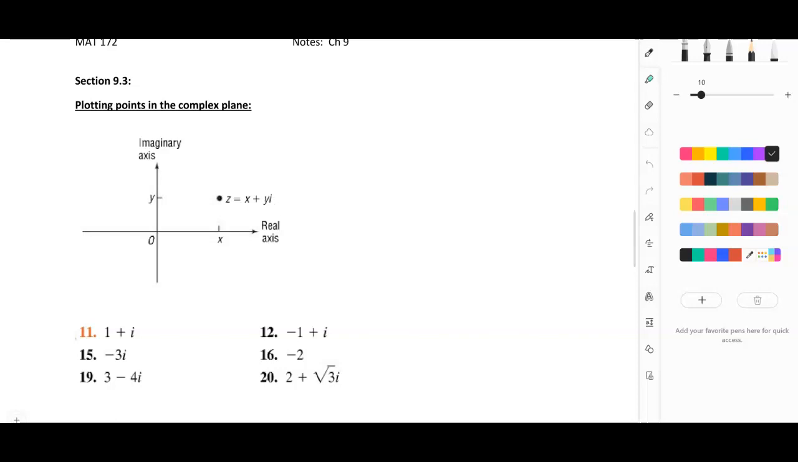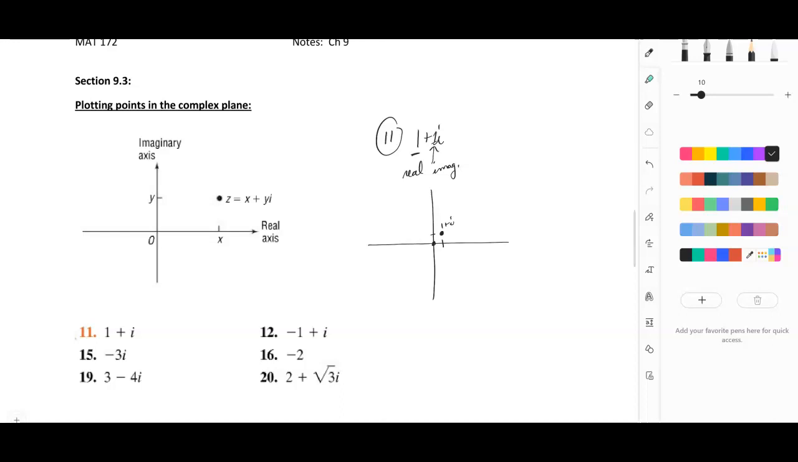So let's look at number 11. In number 11, we've got the point 1 plus i. So 1 would be the real component, and the number in front of i, which is also a 1 here, would be the imaginary component. When I graph this, I'm going to move, starting from the origin, 1 along the x, and I'm going to move up 1 along the y, and there is my point 1 plus i.